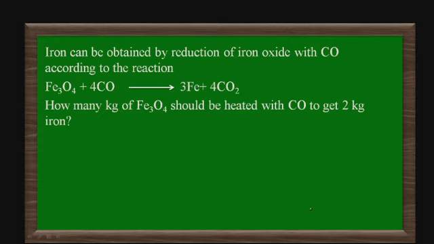Okay, so now this is also a very important question. Iron can be obtained by the reduction of iron oxide according to the following reaction. Okay, in this question the reaction is given. Now you are asked to calculate how many kilogram of iron oxide Fe3O4 would be heated with carbon monoxide to get 2 kilogram of iron.